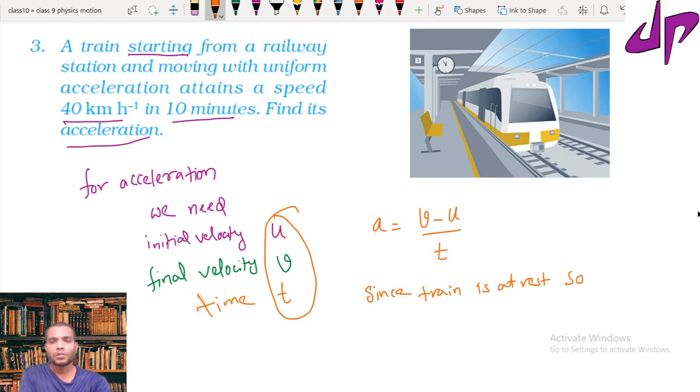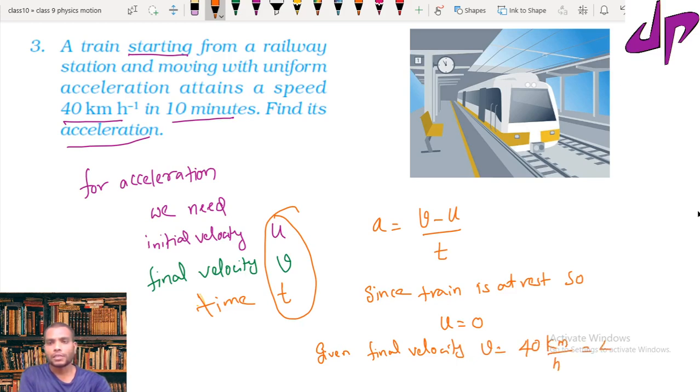So initial velocity u equal to 0, and the train accelerates and attains a uniform speed. The value which is given here, that speed, is the final velocity. Given final velocity v equal to 40 kilometer per hour.